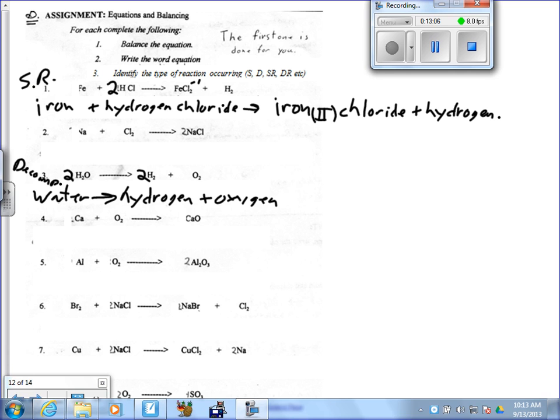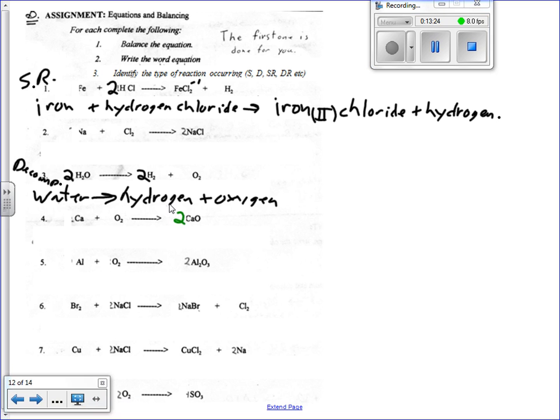Okay, number 4. Let's have a look at it. So we got calcium reacting with oxygen to make, okay, calcium oxide. So we have to first off balance. So how many oxygens on this side? 2. How many over here? 1. So what do I need to put here? Okay, and when I do that, how many calcium does that give me? All right, is that balanced now?